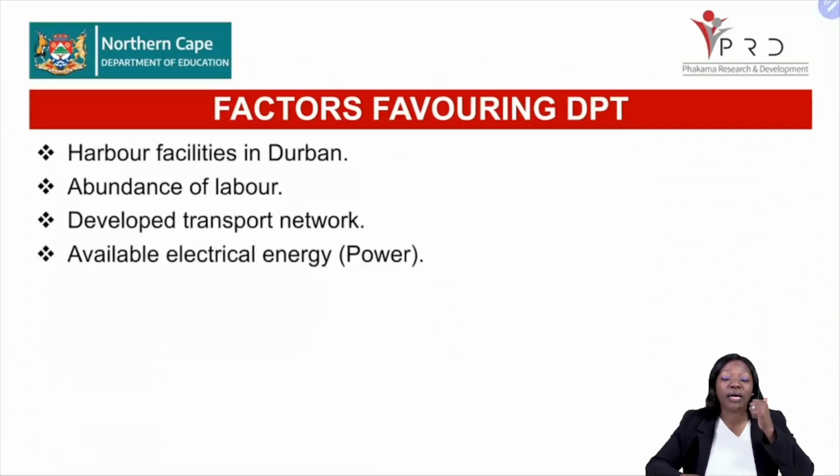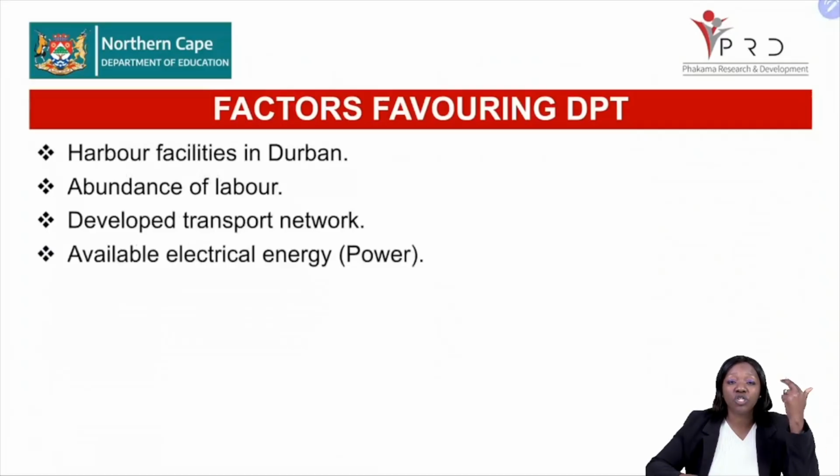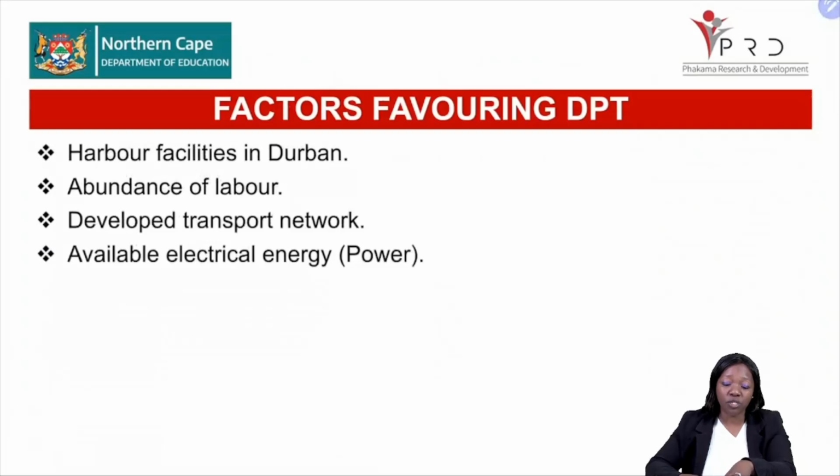But now we're looking at the factors again that are favoring. The harbour becomes the factor. The abundance of labor becomes the factor. Your developed transport network becomes a factor. So what I'm trying to say is, if the examiner is asking about the factors that influence the location, or if the examiner is asking about the factors that favor, you still use the same points.